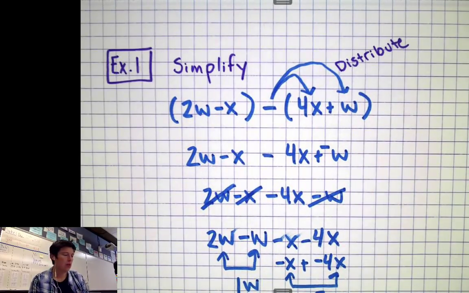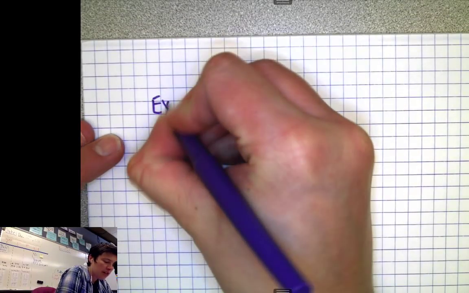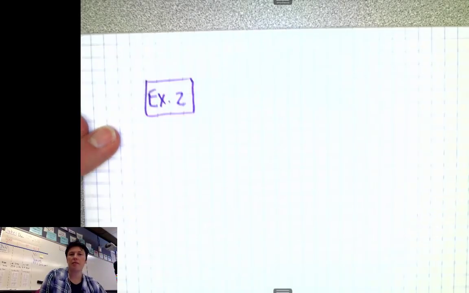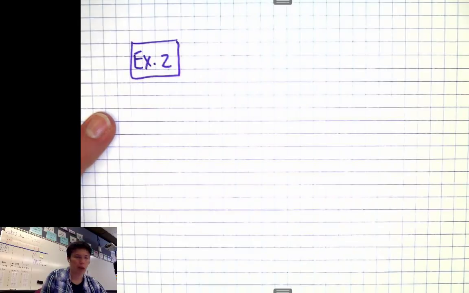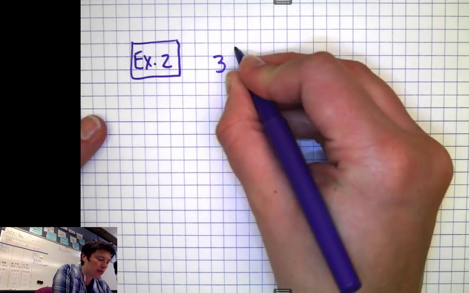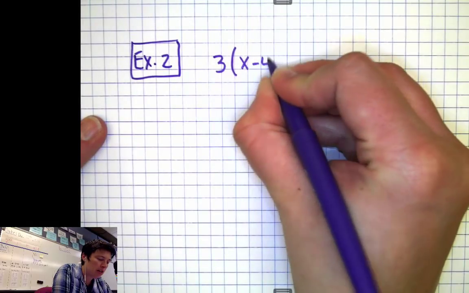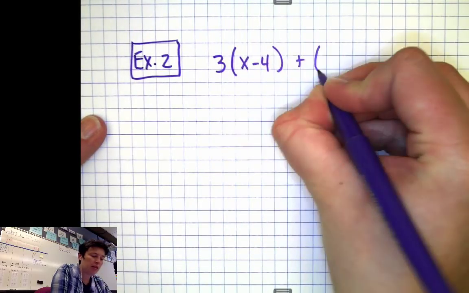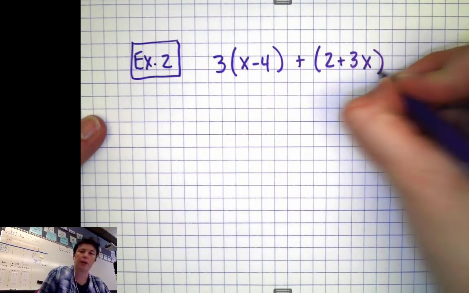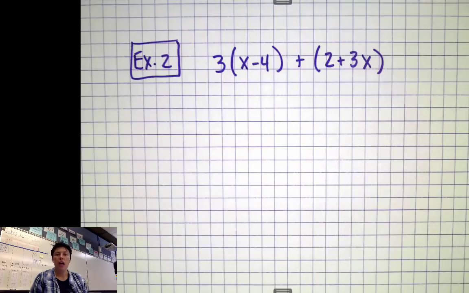Like I said, we're going to continue with more complicated versions of this. Let's do an example 2. For our next example, we're doing the same thing. We're going to simplify some parentheses problems. This time, I have 3 parentheses, x minus 4, plus parentheses 2 plus 3x. Ooh, how is this problem a little different than the other ones we've tried?